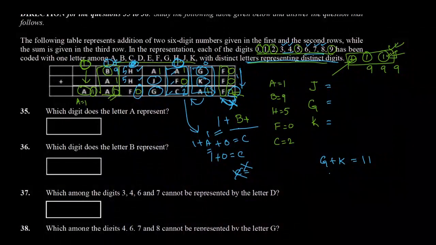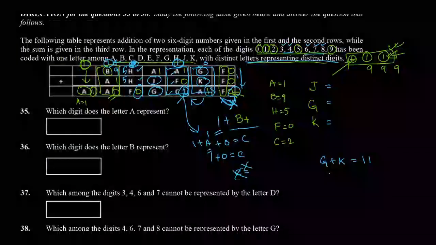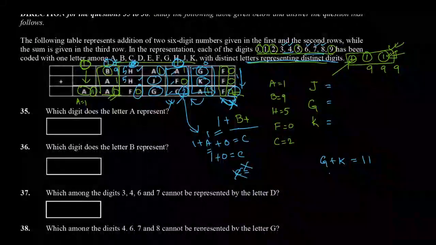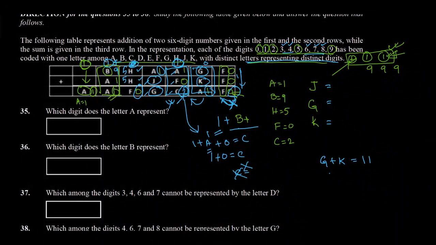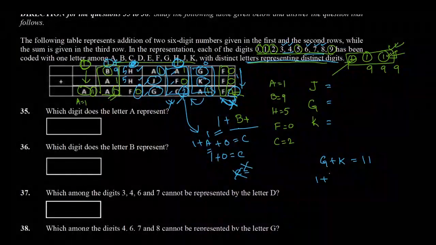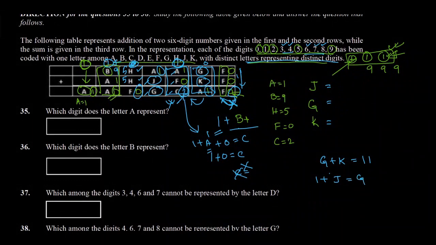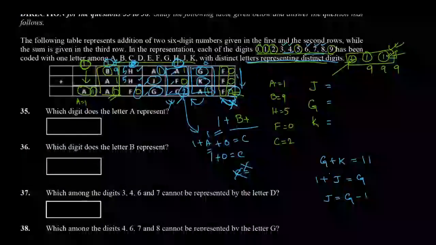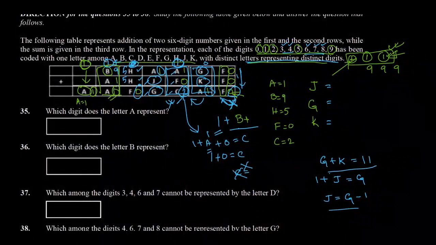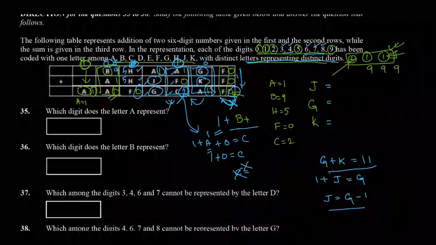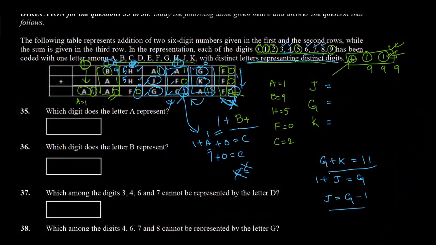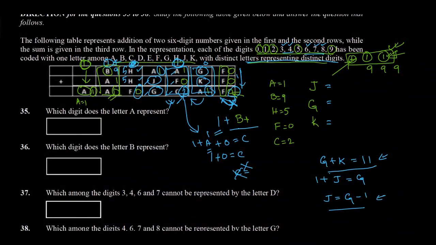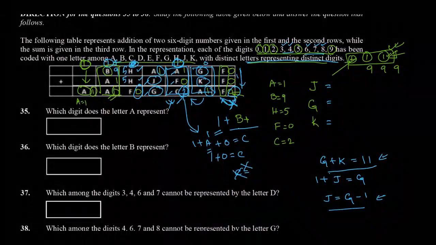And then here we have c equal to 2. So no carryover. So we have a plus j equal to g, or 1 plus j is equal to g, which means j is equal to g minus 1. So these are the two relations we have, but we cannot uniquely find out the value of j, g and k because we have two equations and three unknowns. So now let's see the possibilities.